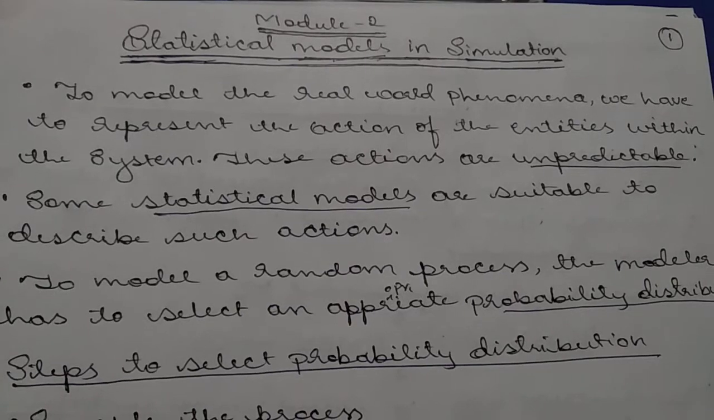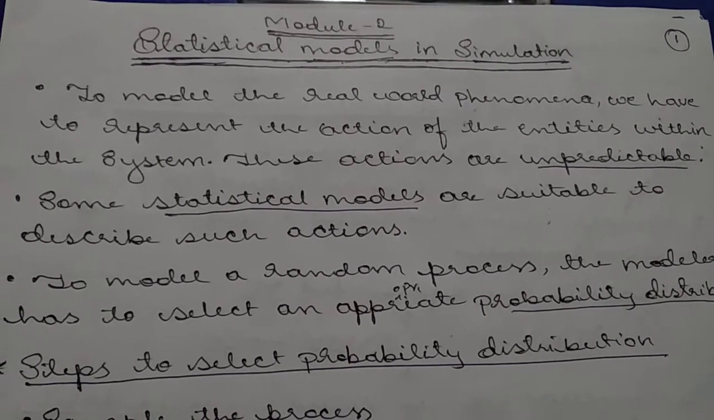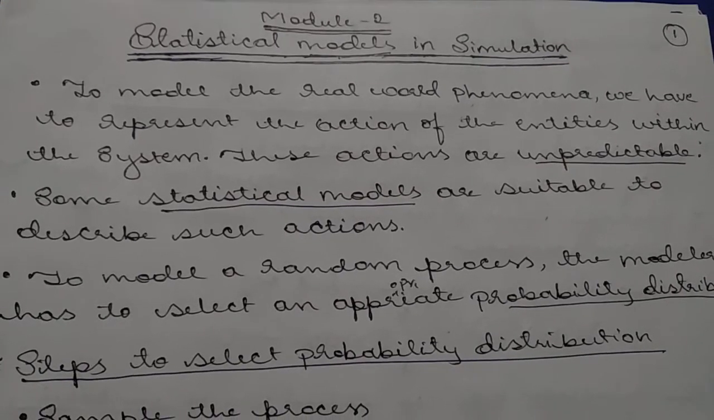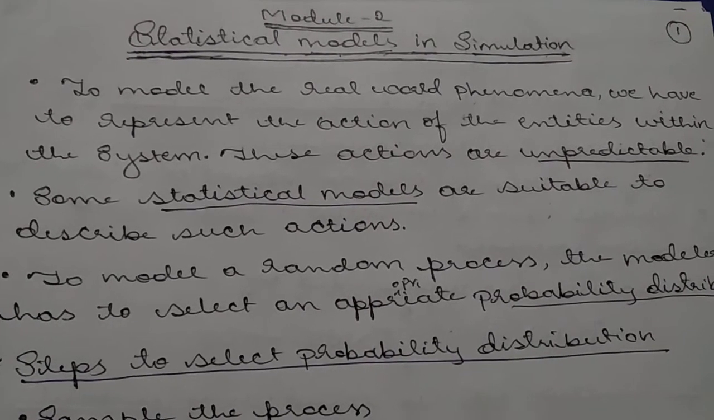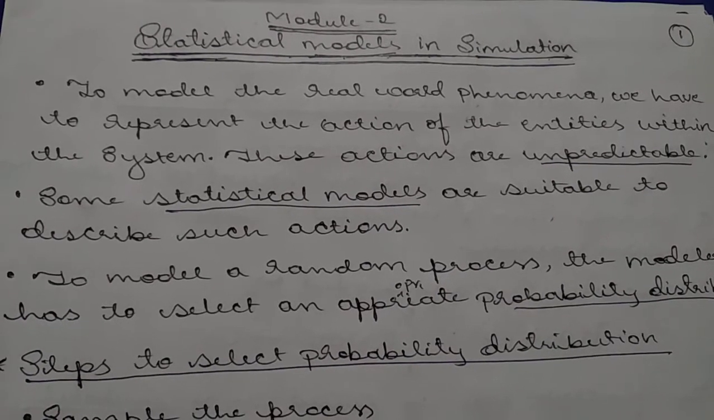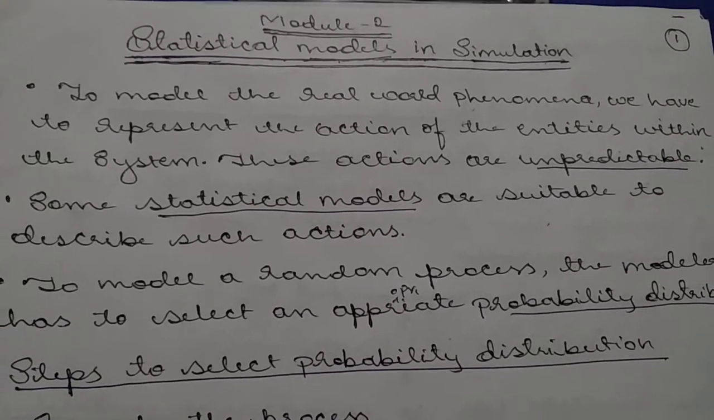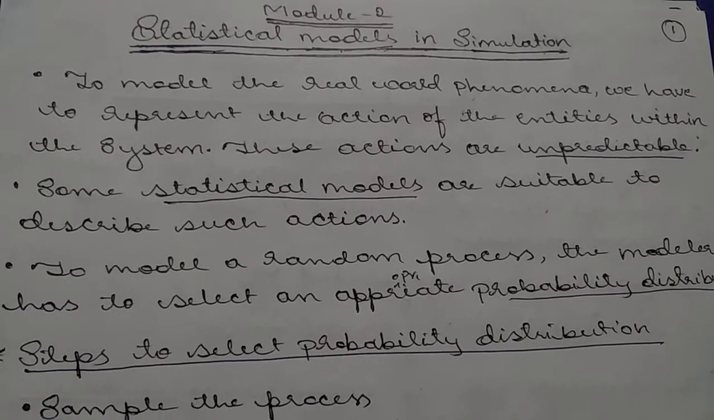We know real world objects are usually unpredictable. We cannot predict the outcome of that particular real world phenomenon. In such conditions, we have to use statistical models. These statistical models are suitable to describe the unpredictable actions of real world phenomena.